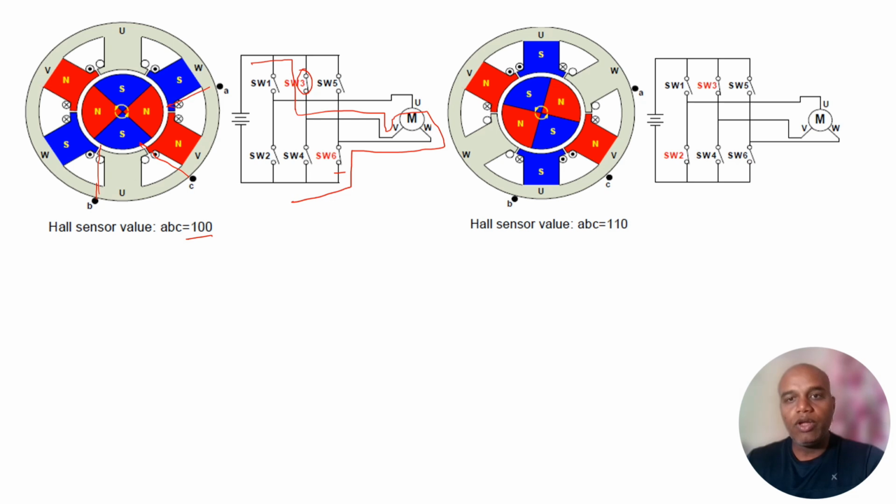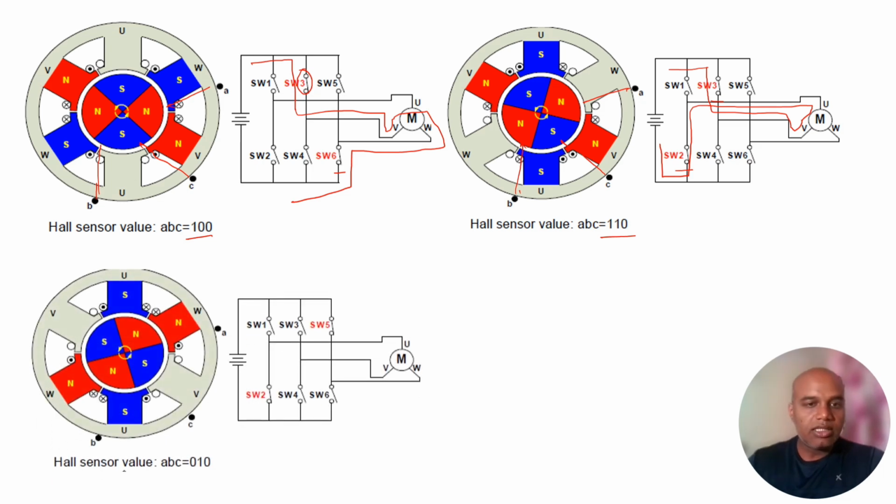If we move again, we can see that A remains under the N pole, B again comes under the influence, and C remains under the influence, and the Hall sensor output will be 110. And in this condition, switch 3 remains in action, switch 2 will come into action, and the winding energized will be the V winding, and then coming from the U winding, completing the circuit over here.